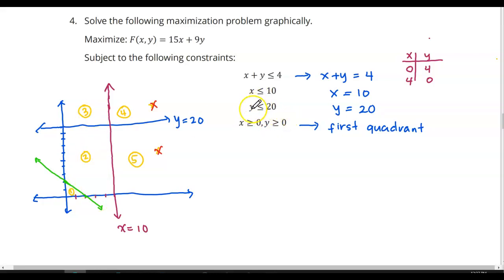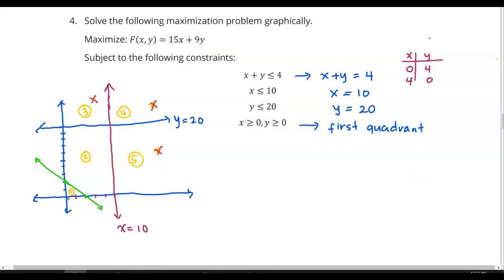Now also we have y has to be less than or equal to 20. So among these 3 regions here, which ones are less than 20? Less than 20 are 1 and 2. So this region 3 is also not a feasible region. So we're just going to test 2 and 1 as our feasible regions.